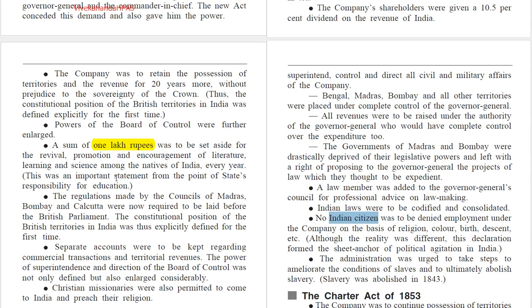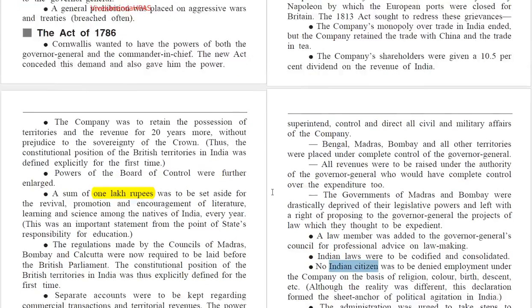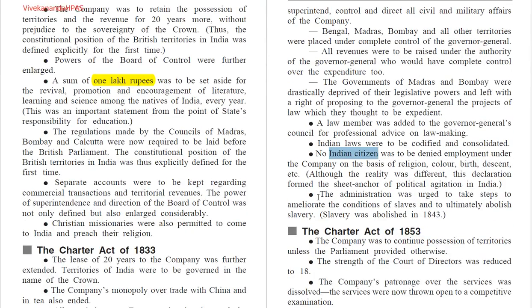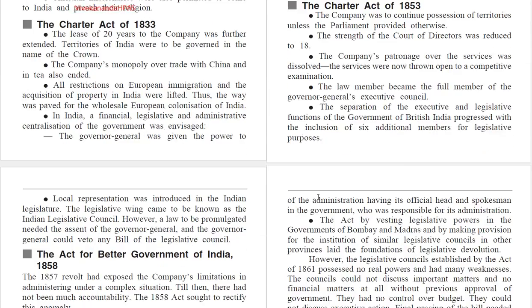So 1 lakh rupees was set up in 1813. In 1833, all the avenues to the British government were open to Indians, but they were negated by the Board of Control. And in the Charter Act of 1853, the Indians were allowed to participate. I think it is not mentioned here. No, it is not mentioned here.